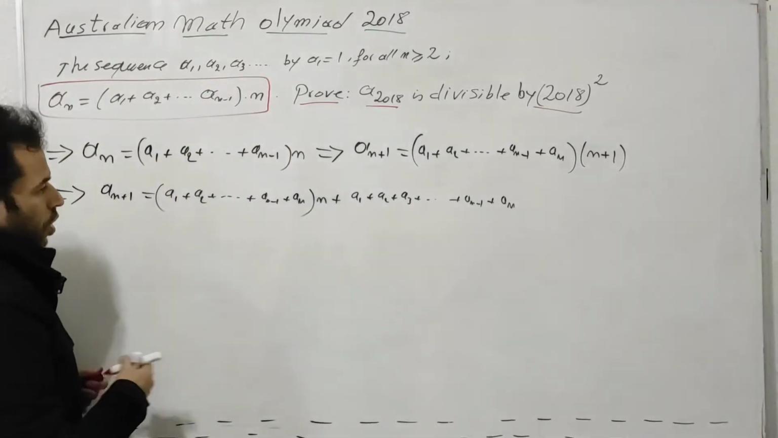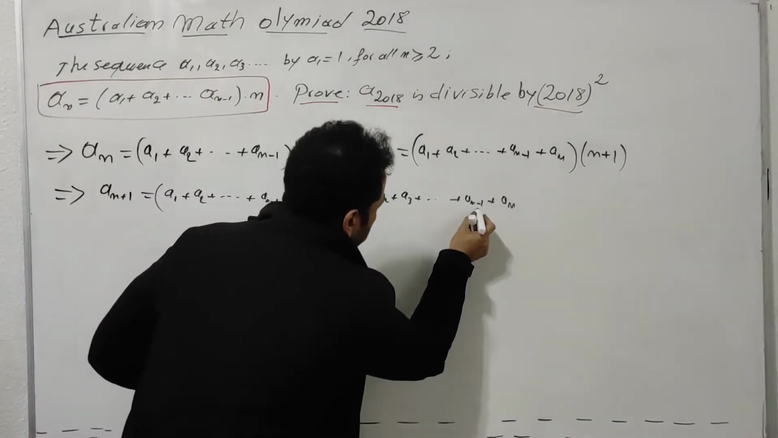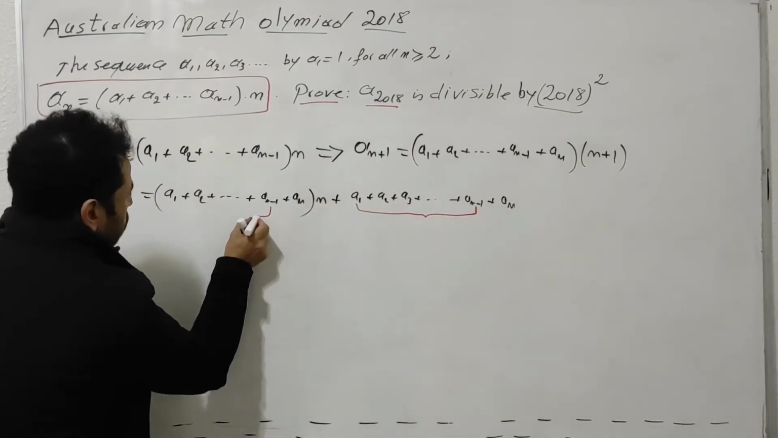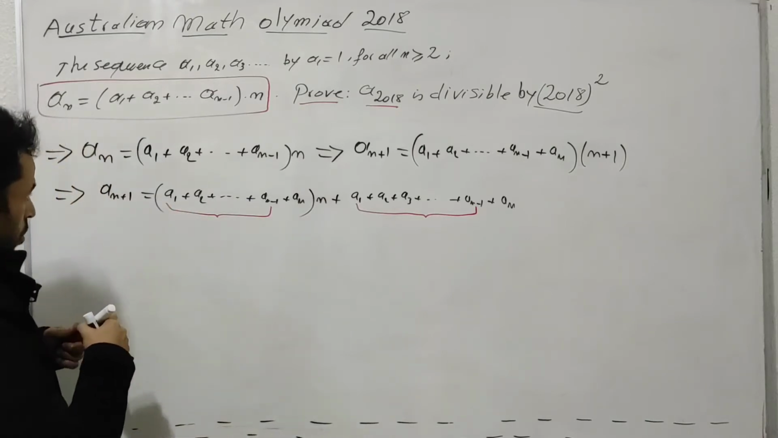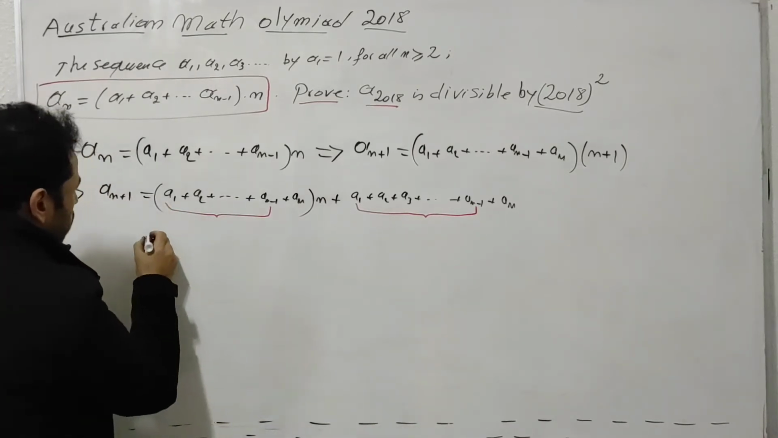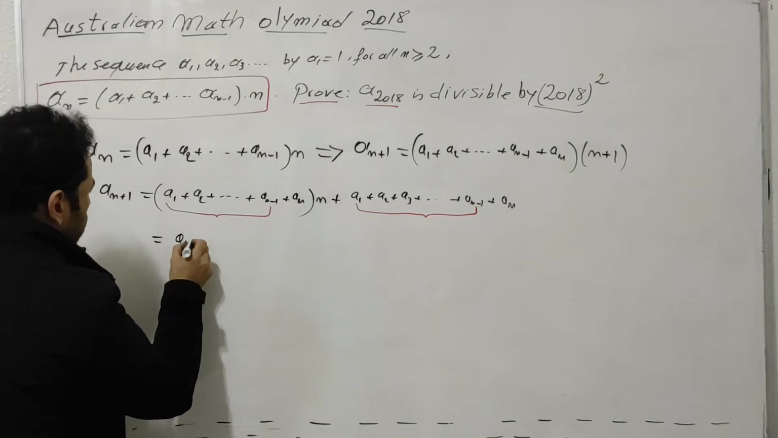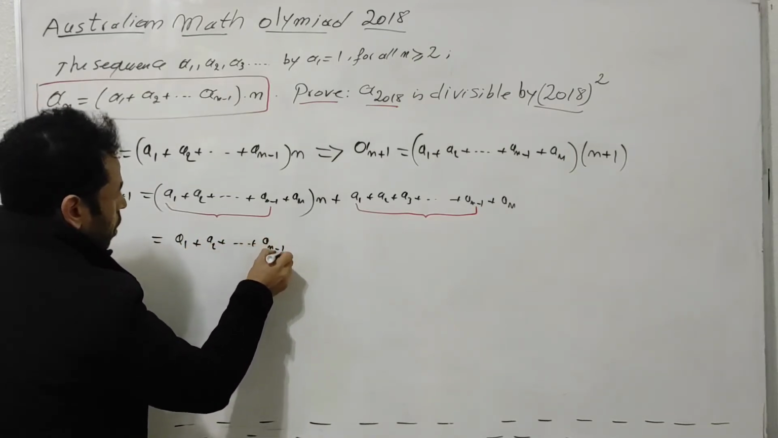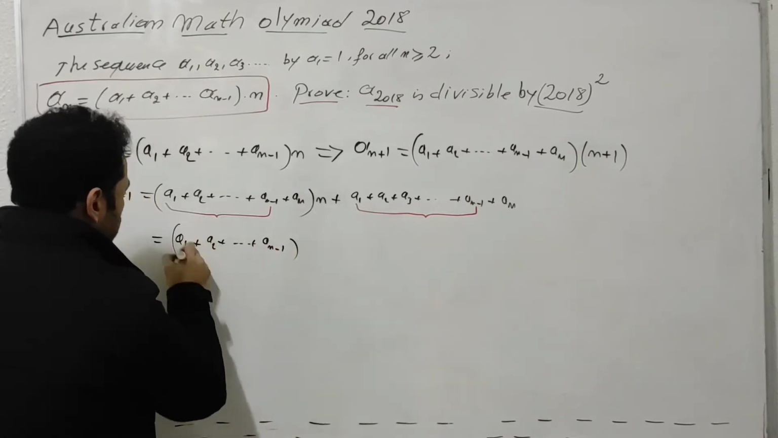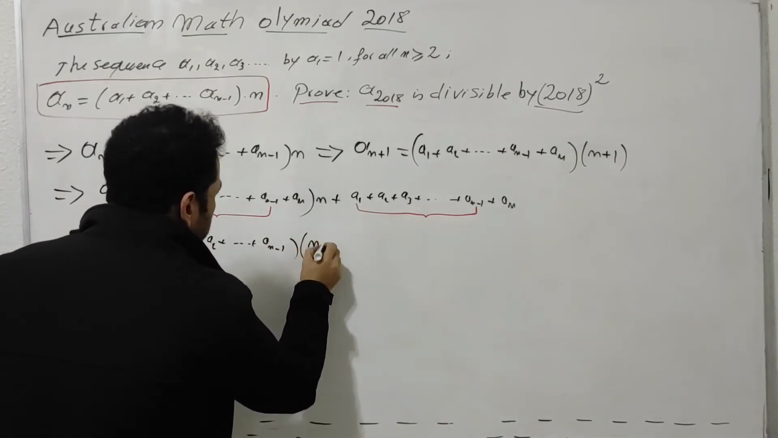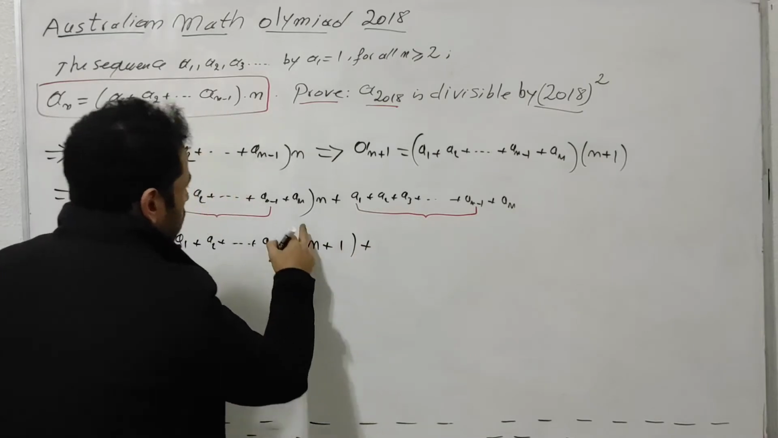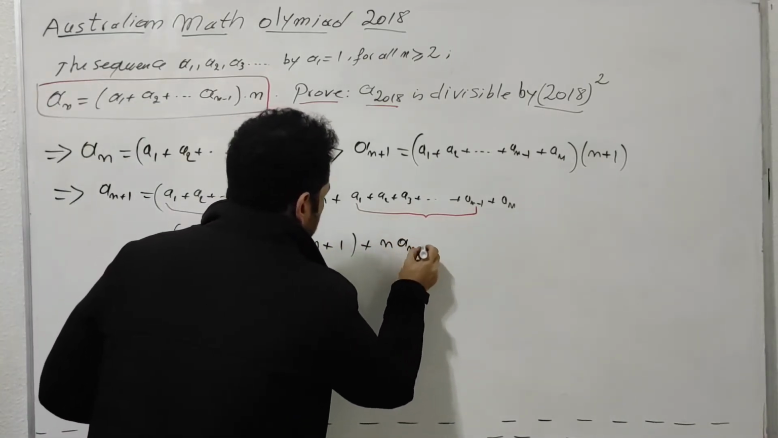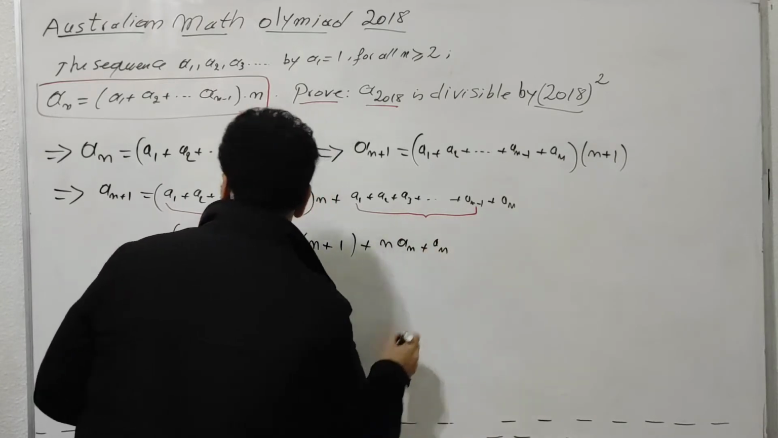If you take a look at this expression, this term is the same as this term, so I can take it as a common factor. I will get a sub 1 plus a sub 2 and all the way down to a sub n minus 1, multiplied by n plus 1. I will be left with n multiplied by n plus a sub n.